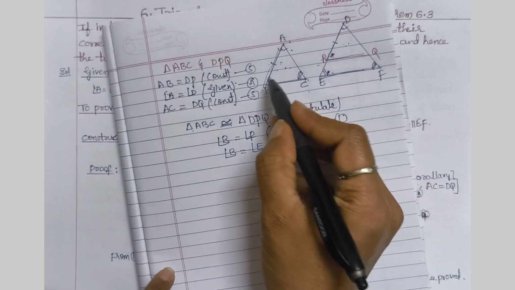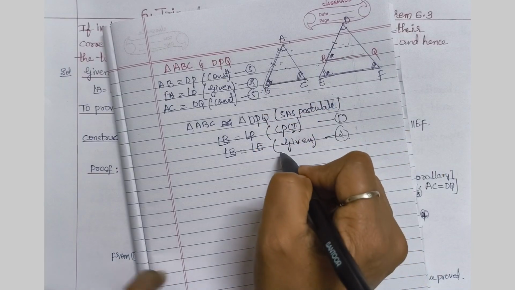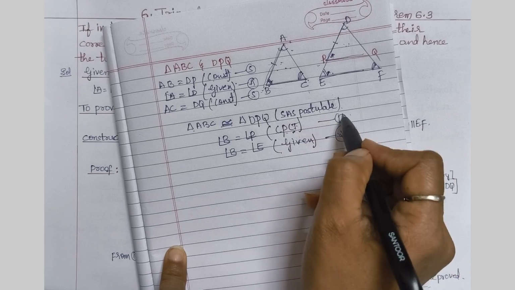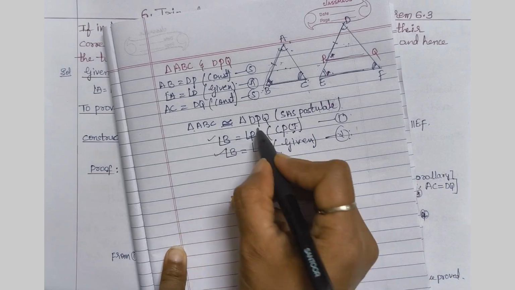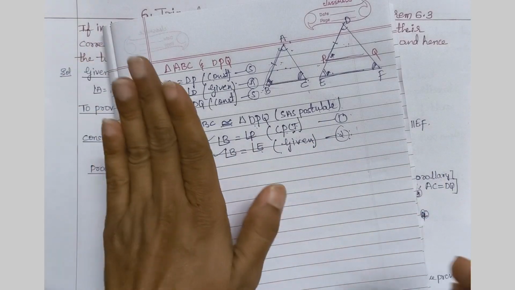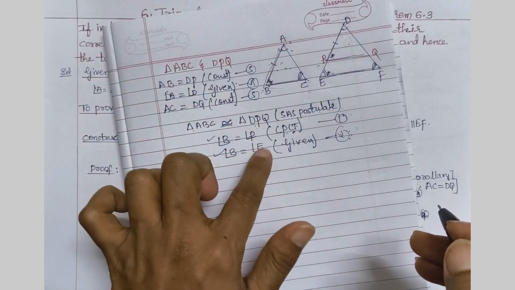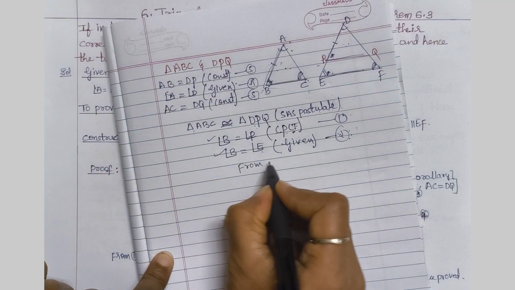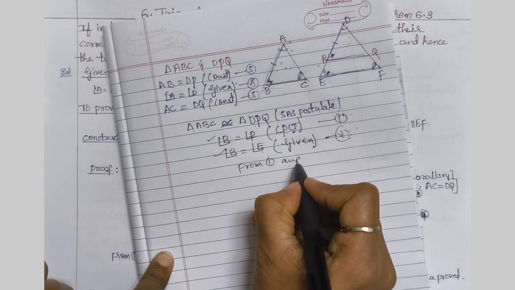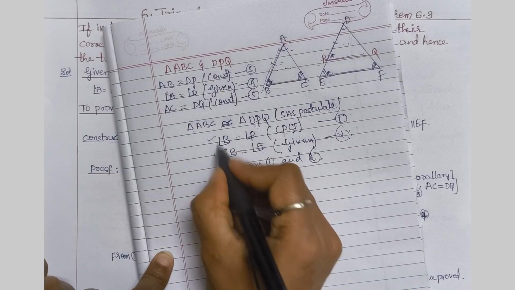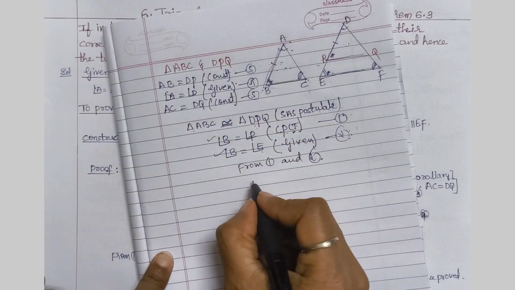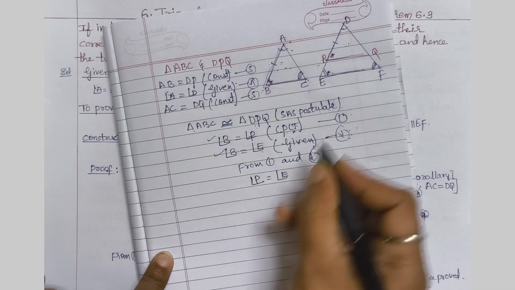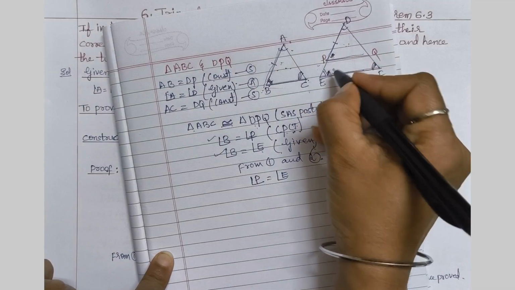By CPCT, angle B is equal to angle E, as given in the question. From equations 1 and 2, you observe that B equal to B means angle P is equal to angle E. Left hand side equal means automatically right hand side equal. So from 1 and 2, angle P is equal to angle E. These angles are equal.